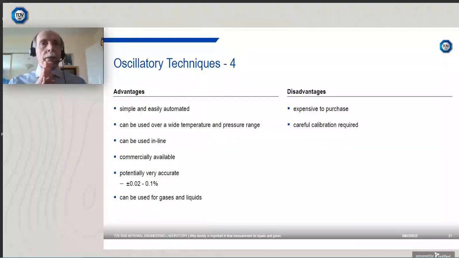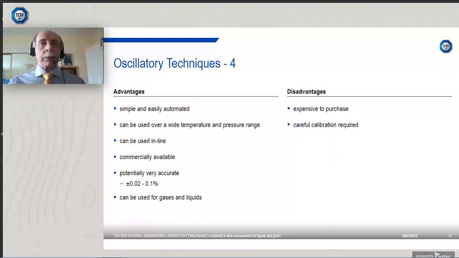Oscillatory techniques are simple and they're easily automated, and in general can be used over wide temperature and pressure ranges. The laboratory instruments with a glass tube are limited in the pressure range, but a Coriolis meter or a high pressure density meter can be used at extended pressures up to hundreds of bar, in fact. They're ideal for use inline, wide range available commercially, and potentially very accurate, 0.02 to 0.1%. And again, they are usable for both gases and liquids.